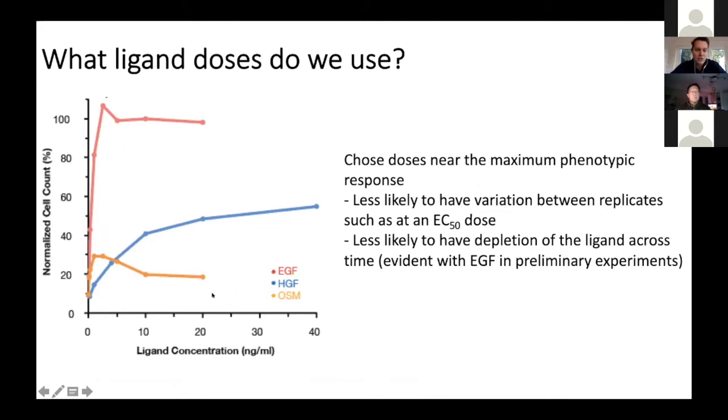We chose to test for the MCF10A paper doses that were above the maximum value, with the idea that we're less likely to have variation if we tested doses at the IC50 dose. And then you're also less likely to have depletion in the media across time. So in tracking EGF at submaximal doses for 48 hours, we tended to see reduction in the effect as the time of the experiment extended.